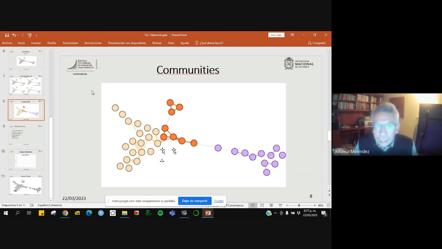Okay, in the last session we talked about network models. In this session, we are going to talk about diffusion on networks and vulnerabilities on networks, one of the most important topics in network science.